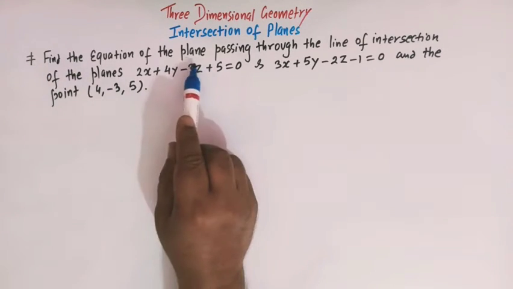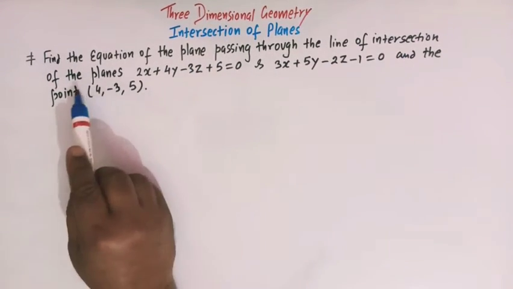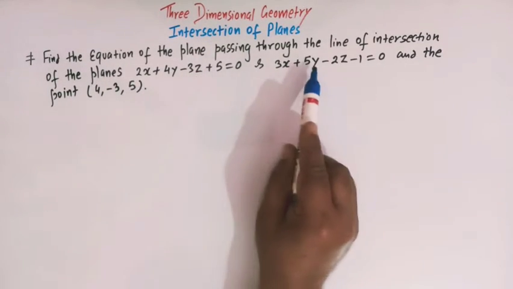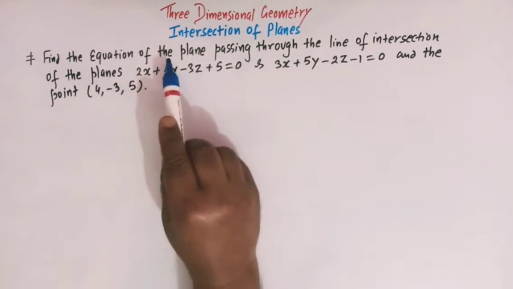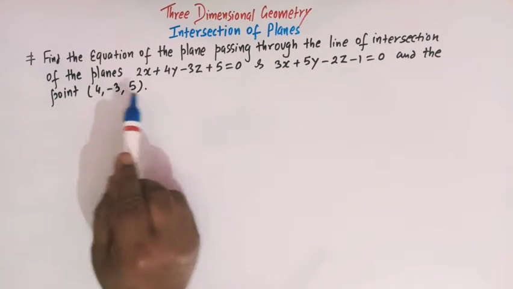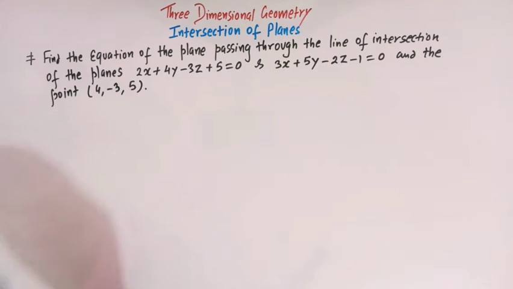Find the equation of the plane passing through the line of intersection of the planes. Here we are given the equations of two planes, and the plane passes through the point (4, -3, 5). So let us first analyze this problem, and then we'll try to solve it.